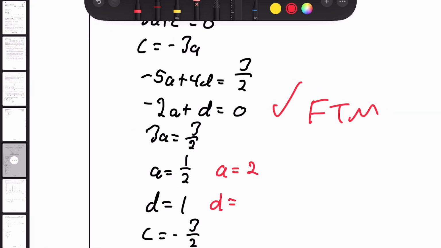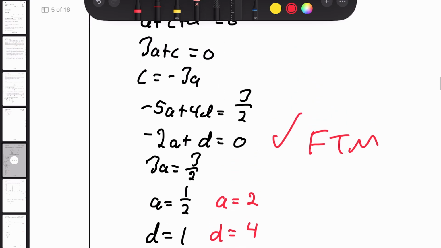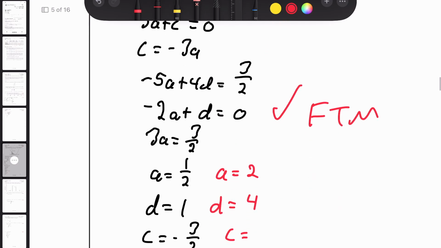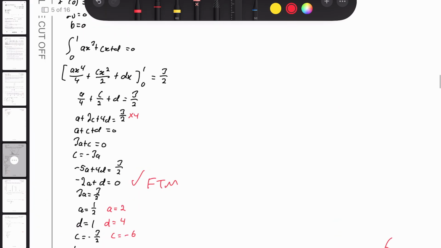I think D was 4. Yeah, D was 4. And then C would have been -6, I believe. Let me check. Yeah. 3. Where's the question? Yeah, D is 4 and C is -6. But yeah, I gave myself follow through marks for it because just that one mistake.